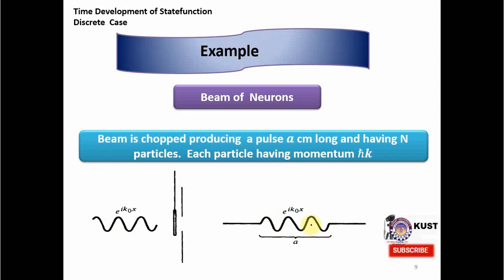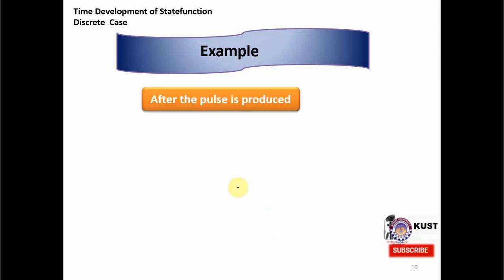So it is just a pulse now, and no other frequencies or waves are included here. It's a centimeter long and has N particles. So there are N particles now in this beam, each particle having momentum ħk and moving with it. So this is the beam of neutrons we have produced.